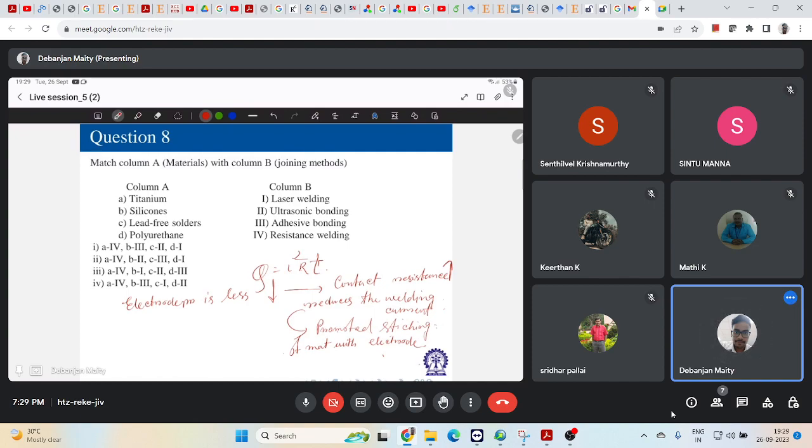Now, this kind of micro welding is mostly used for non-ferrous metals and alloys such as copper, nickel, platinum, aluminium. For regular welding, you can use mostly steels also. Okay.